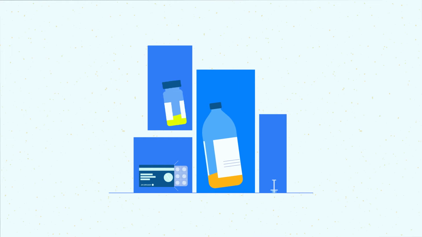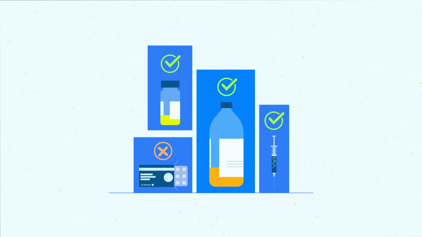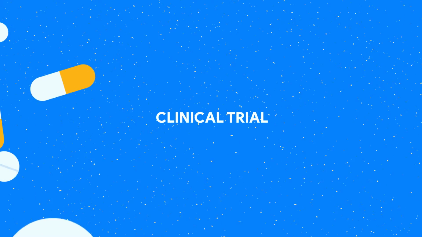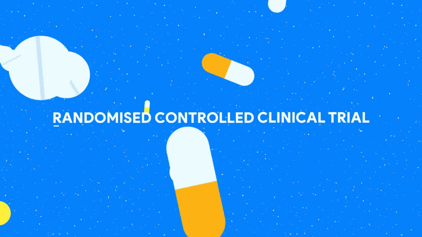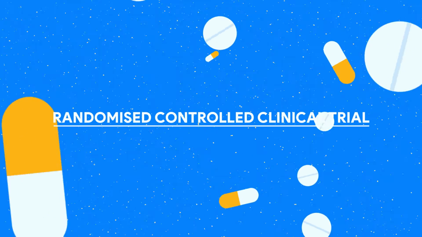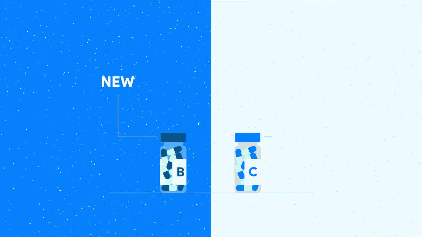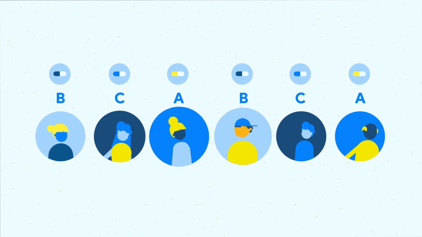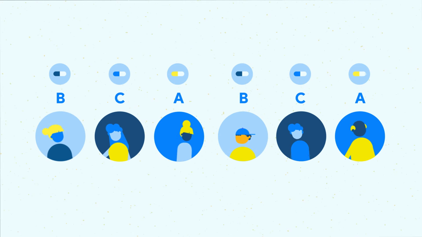Before becoming standard practice, all treatments have to be tested to prove they are safe and beneficial. These tests are called clinical trials, and the gold standard is a randomized controlled clinical trial. Controlled indicates that a new treatment is compared to an alternative, typically standard care. Randomized means participants are allocated by chance which treatment they receive, reducing the risk of bias.